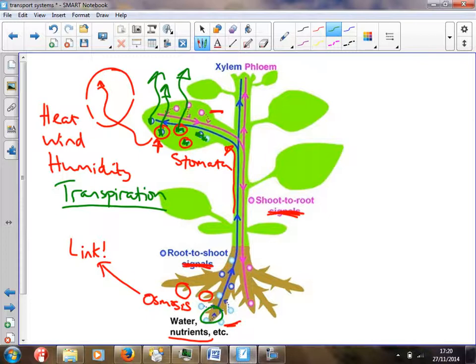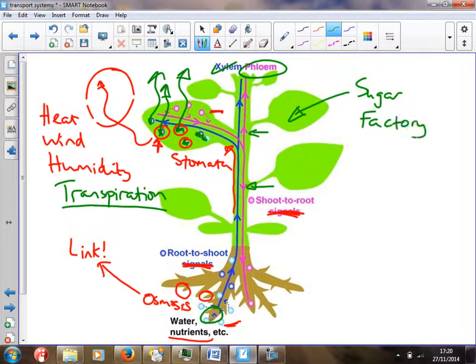Now the other pathway we've got, so that's xylem, done. The other one we're going to talk about is phloem. Notice arrows going up, arrows going down. Phloem tubes carry stuff in both directions. But the whole purpose of these leaves is to make sugar. Think of them as sugar factories.